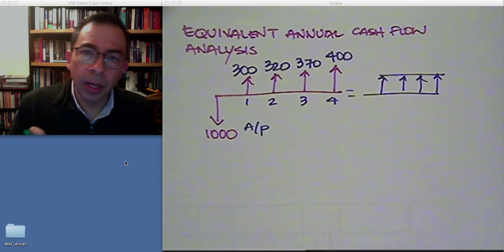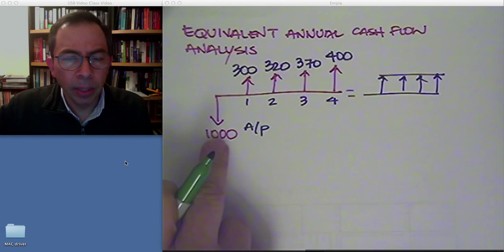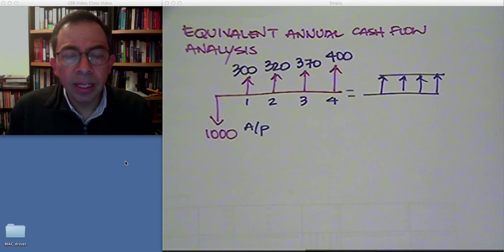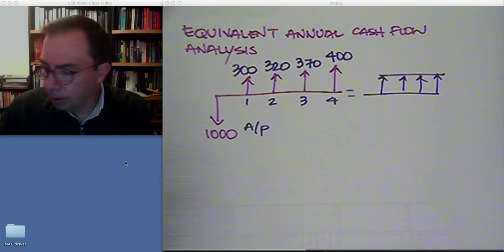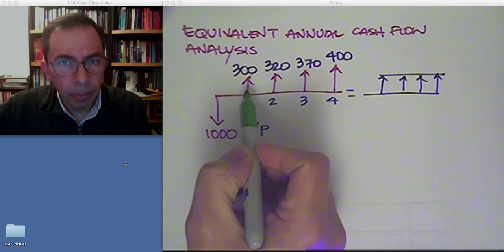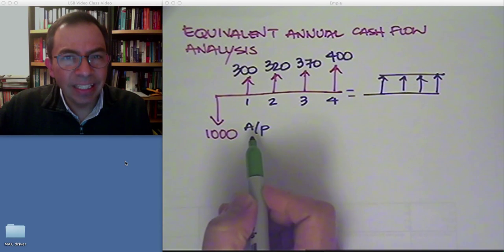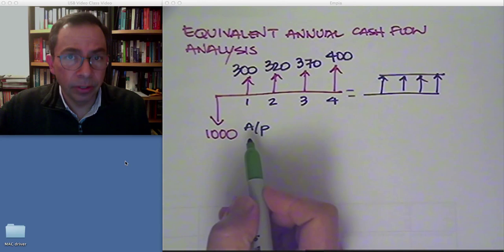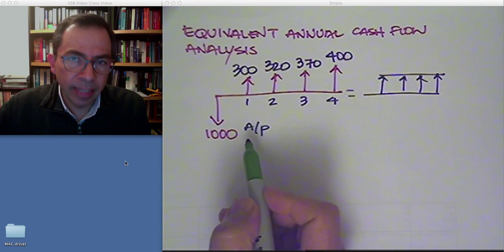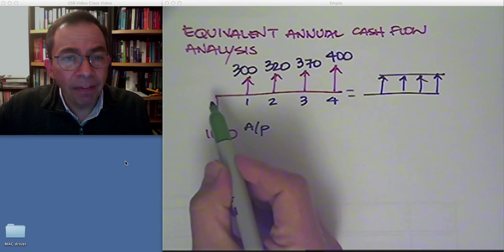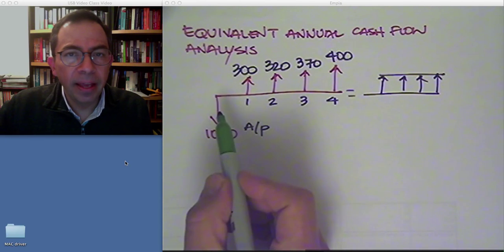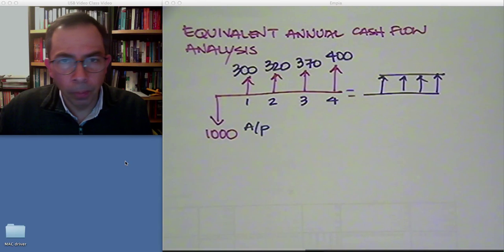That is, I can convert these 1,000 American dollars into 4 payments, a uniform series, starting here. Remember, anytime you have this specific function, the first equivalent payment will start 1 year after the amount of money that I have to convert.